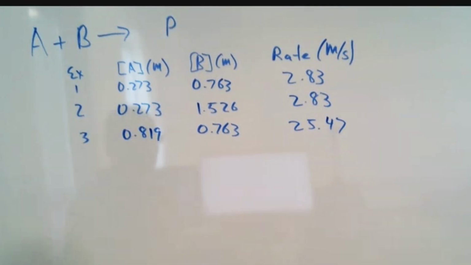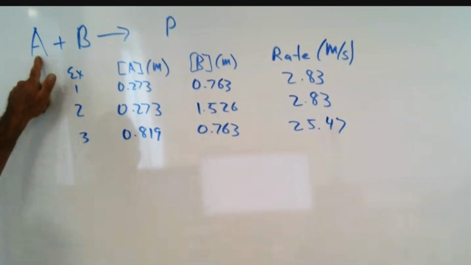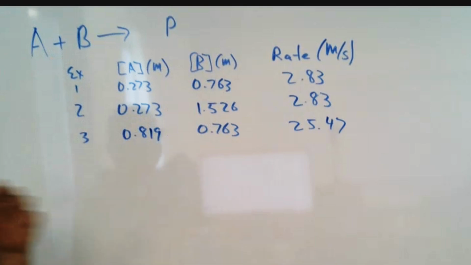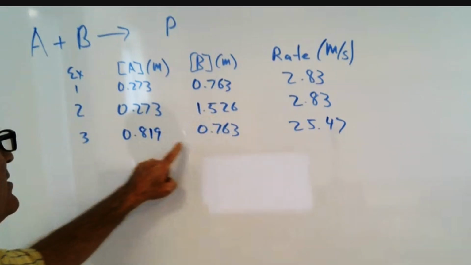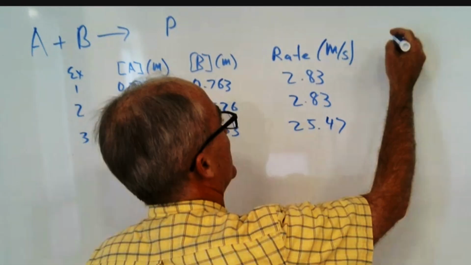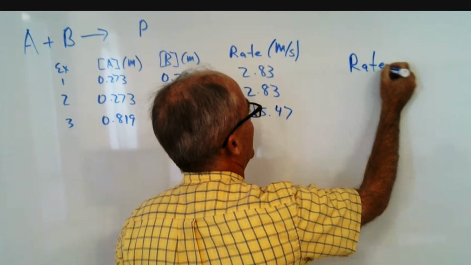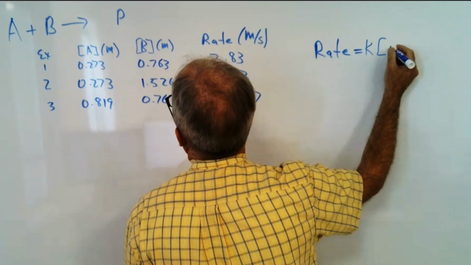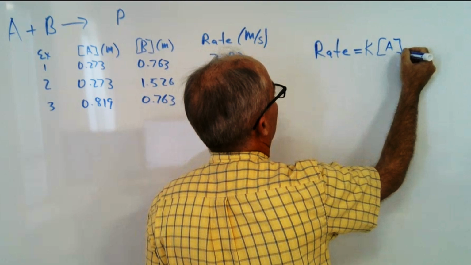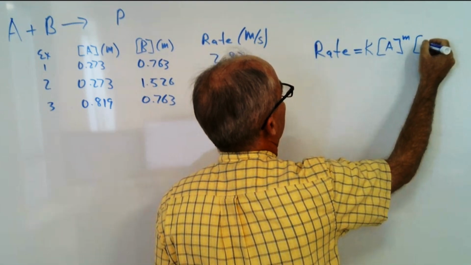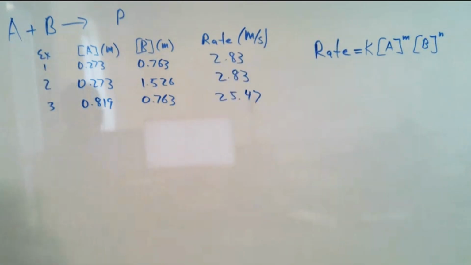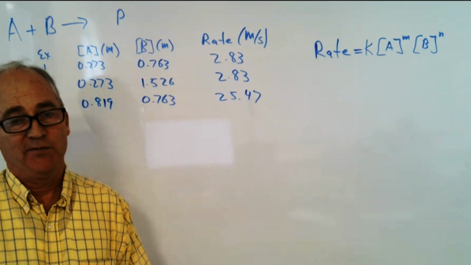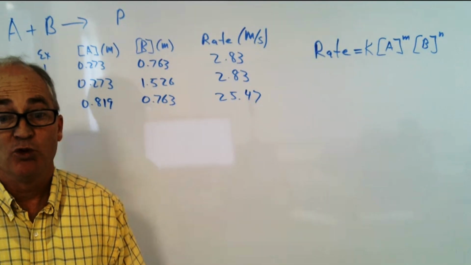So here is a typical determine the rate law problem. Reactant A and reactant B go to products. And so we do some experiments where we measure initial rate and look and see how our starting concentrations affect rate. So our rate law, when we start out, we know it's rate is equal to some constant times the concentration of A raised to some power times the concentration of B raised to some power. I'm going to call those M and N right now. We don't know what they are, but we're going to figure them out, and that's called determining the rate law.